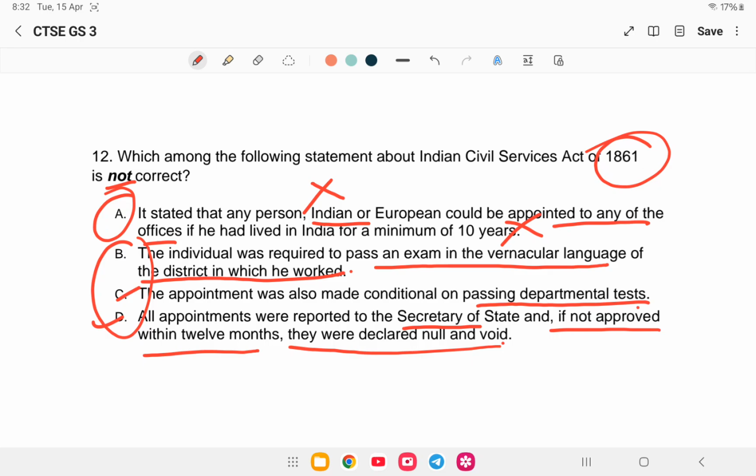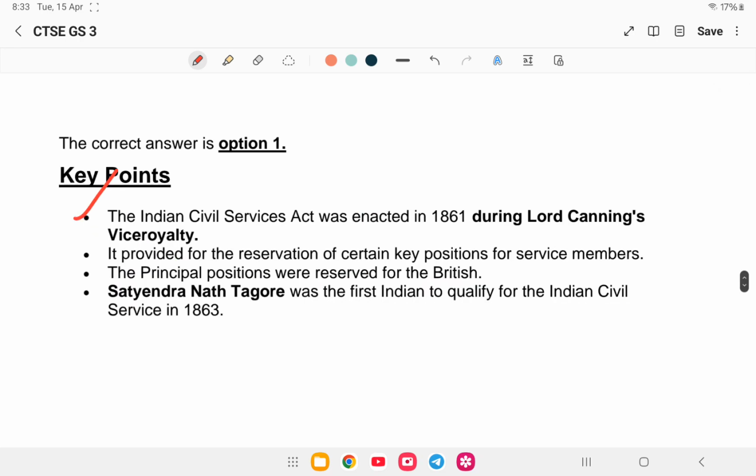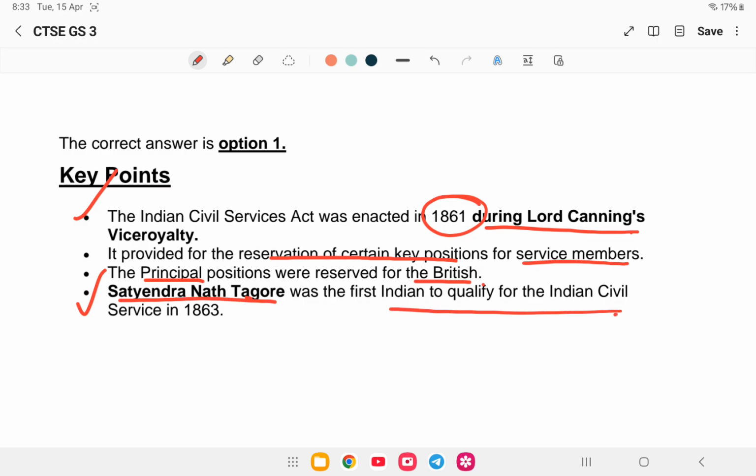Let us study in detail. The Indian Civil Service Act of 1861 was enacted during Lord Canning's viceroyalty. It provided for reservation of certain key positions for service members. The principal positions were reserved for the British, and Satyendranath Tagore was the first Indian to qualify for the Indian Civil Service in 1863. This is the answer.